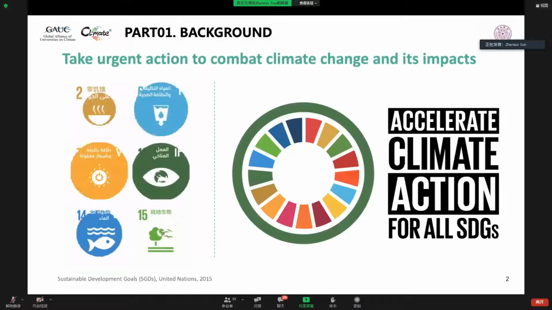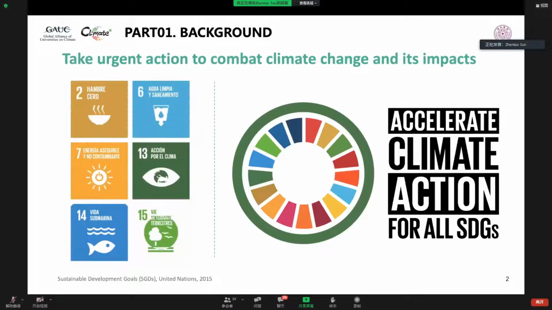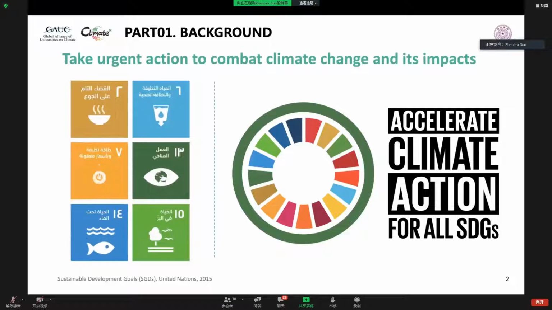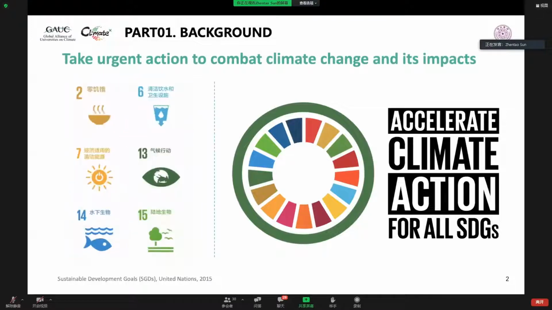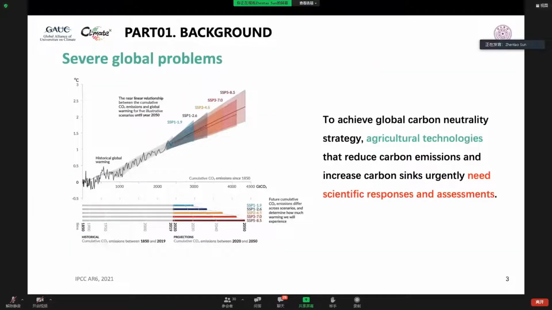Part one, the SDGs proposed by the United Nations in 2015 called on all countries to promote prosperity while protecting the planet. Taking urgent action to combat climate change and its impacts is very important for us. Now we are facing a wide range of global problems. Achieving carbon neutrality is the way to deal with the challenge of global climate change, and agricultural techniques that reduce carbon emissions and increase carbon sinks urgently need scientific responses and assessment.